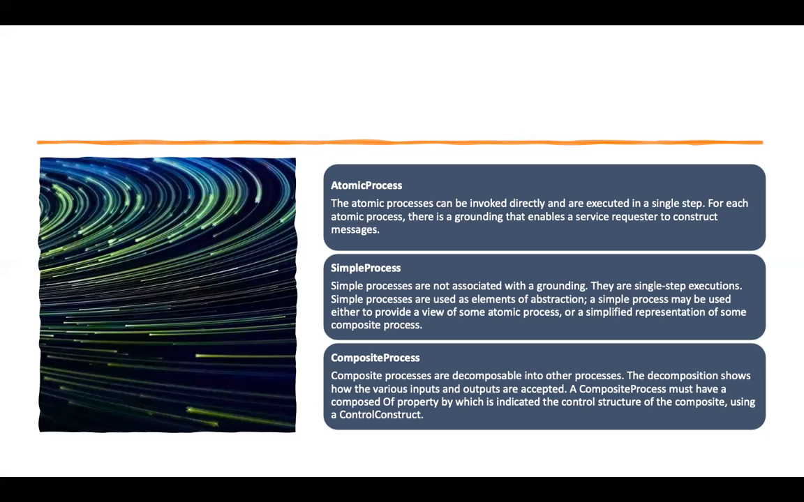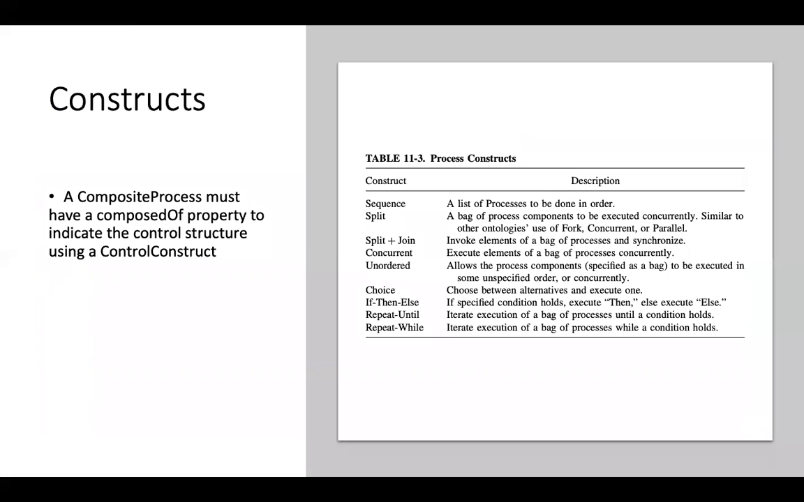The atomic processes can be invoked directly and are executed in a single step, for which atomic process there is a grounding that enables a service requester to construct the message. The OWL-S atomic processes specify the basic actions for a process and can also communicate the primitives of a process specification constructs.